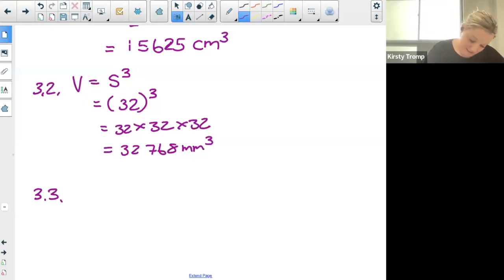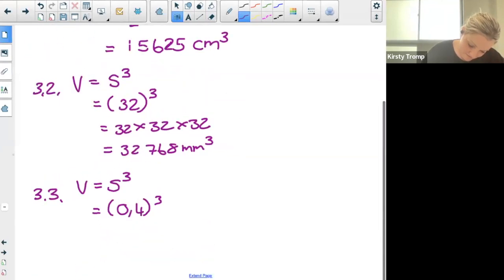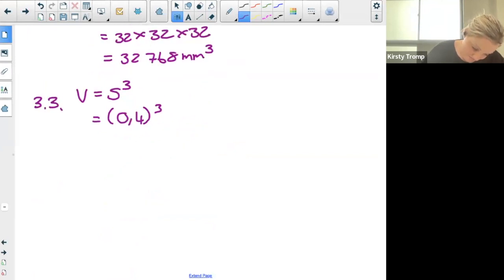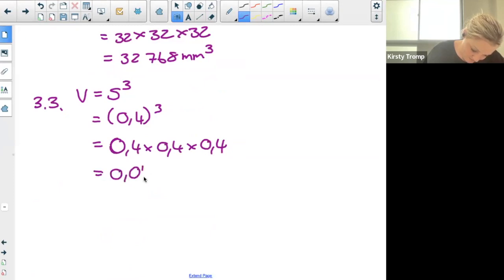Jabulile, help me out with 3.3. How do I do it? Ma'am, I said V equals side cube, and then I put 0,4 in brackets, and then cube. Then 0,4 times 0,4 times 0,4, and I got 0,064 meter cube. Well done. Amazing.